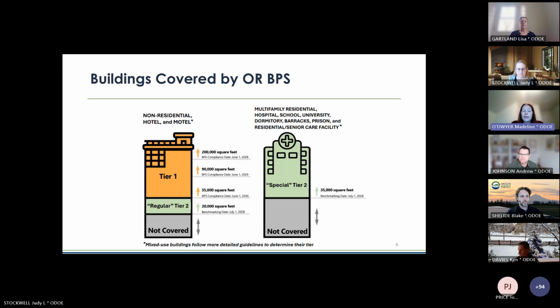And the special Tier 2 buildings start at 35,000 square feet, and they are composed of very specific building types. So multifamily residential, hospitals, schools, universities, dormitories, barracks, prisons, and residential and senior care facilities all fall under the special Tier 2 that, again, starts at 35,000 square feet. Regardless if you are regular or special, if you are Tier 2, your compliance date is July 1st of 2028. Let's go to the next slide.